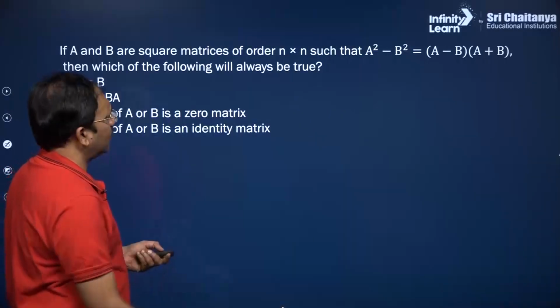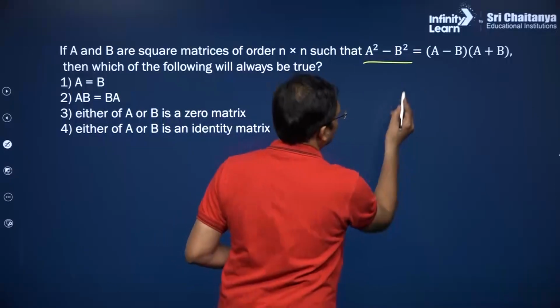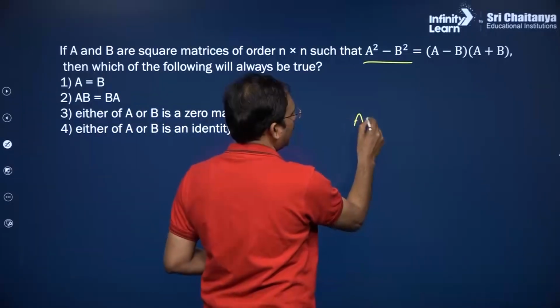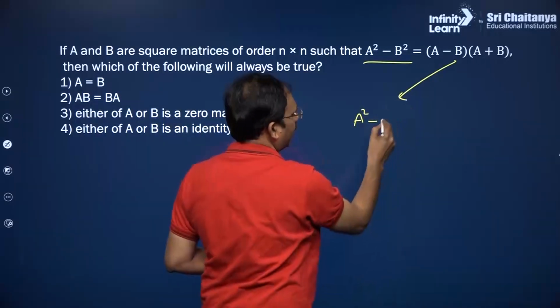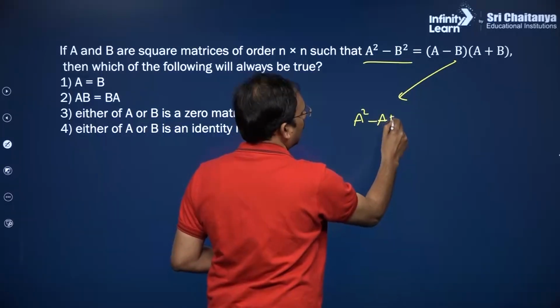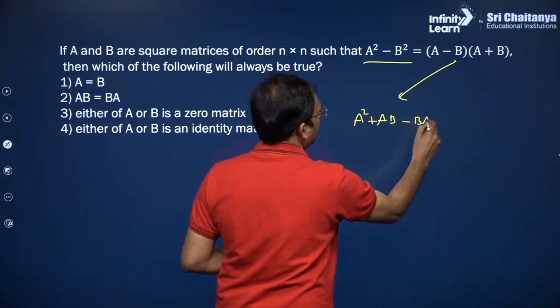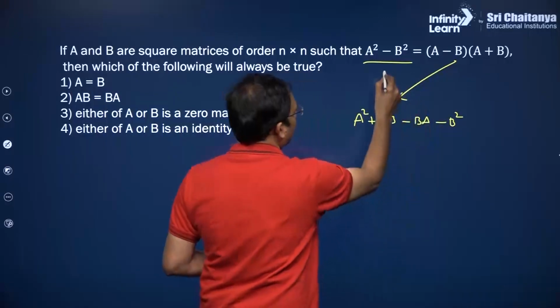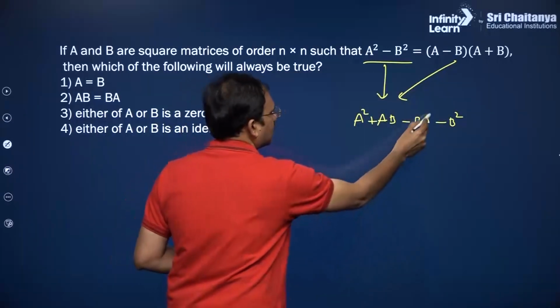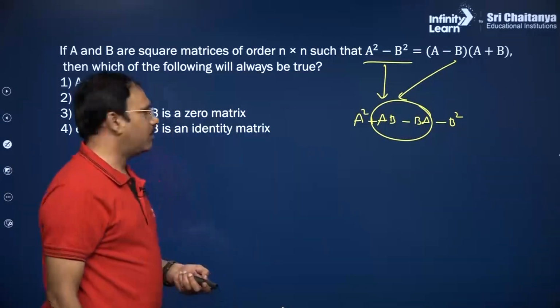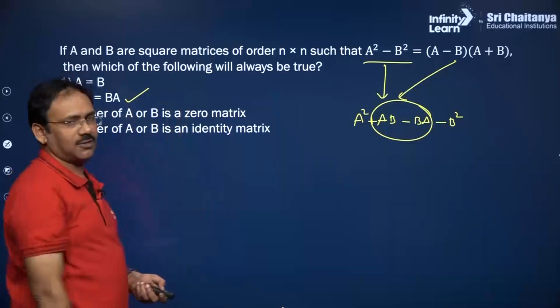Next, it is very easy in matrices. A minus B into A plus B, on the right side I am simplifying: A square plus AB minus BA minus B square. If this is equal to A square minus B square, AB must be equal to BA, my dear friends. That is the conclusion, right?